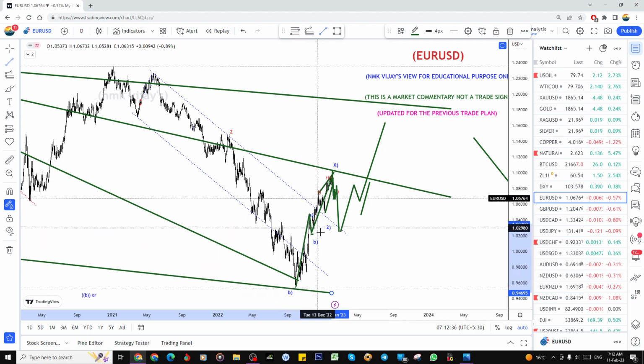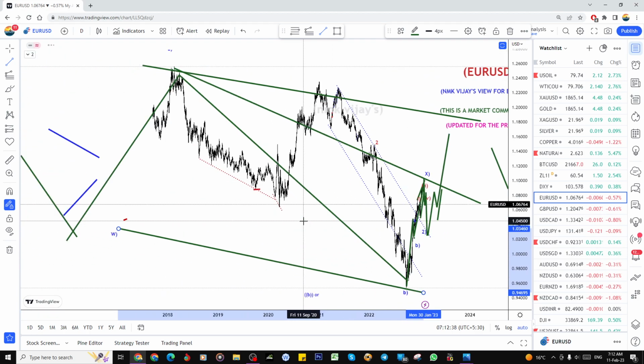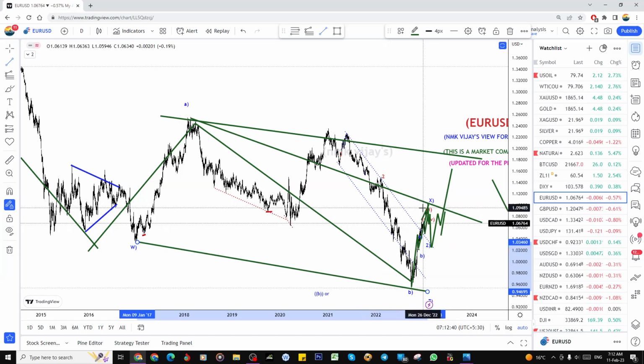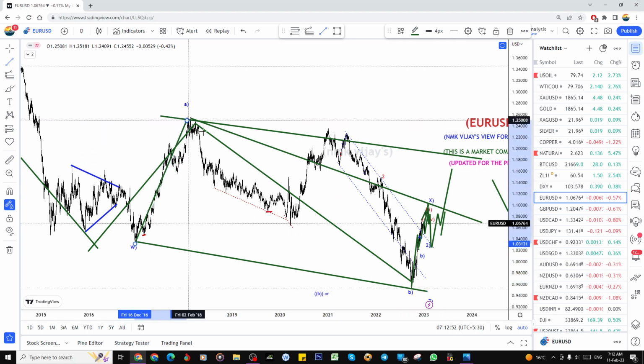One 3-wave structure has completed, which means this could be a simple correction also, and from here it can go to the downside, or one more 3-wave structure in the shorter time frame. After that, one more 3-wave or 5-wave structure again. So this pattern I need.